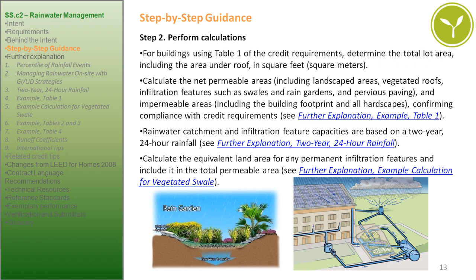Rainwater catchment and infiltration feature capacities are based on a 2-year 24-hour rainfall. See further explanation, 2-year 24-hour rainfall. Calculate the equivalent land area for any permanent infiltration features and include it in the total permeable area. See further explanation, example calculation for vegetated swale.